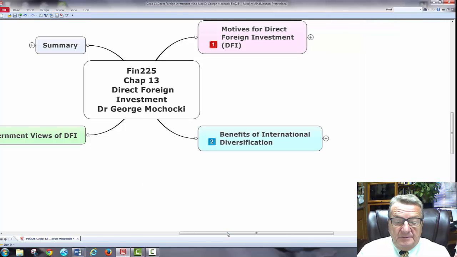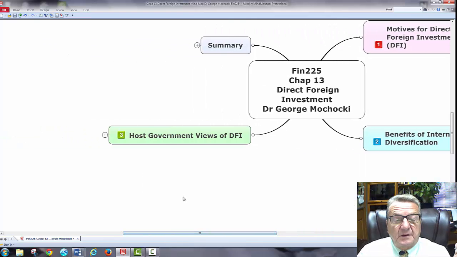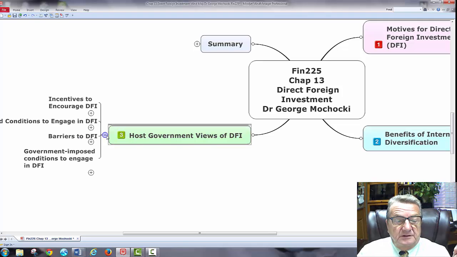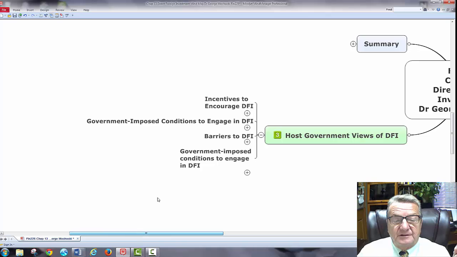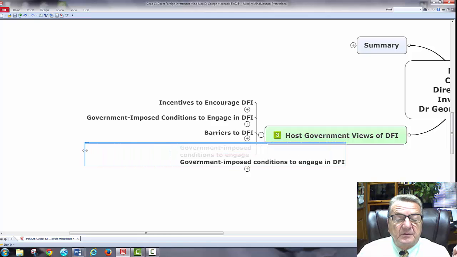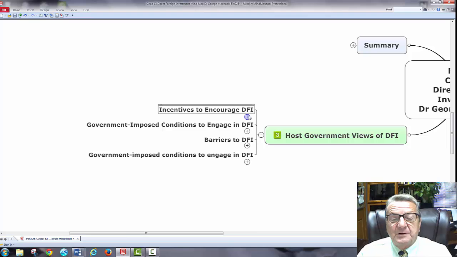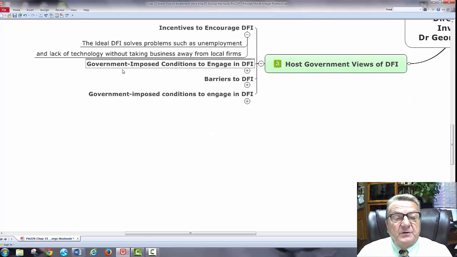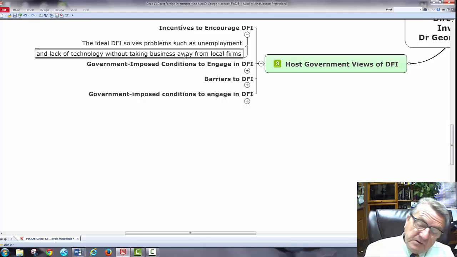Okay, all right. Let's go to 3, and then we're going to talk about the host government's views of direct foreign investment. How's the government looking at it? Okay, incentives to encourage. China wants more, a lot of them, but do I want to be underneath that restriction of the government? Remember, when in Rome, you got to be like the Romans. Okay, so the ideal direct foreign investment solves problems such as unemployment for the host country, lack of technology, while taking business away from local firms. So I'm bringing them in here, I'm hanging them in.